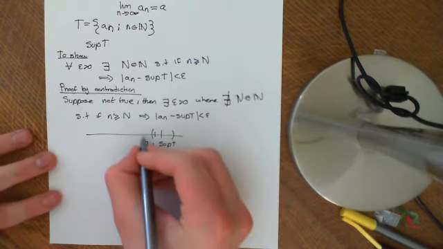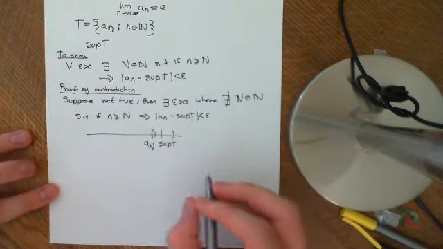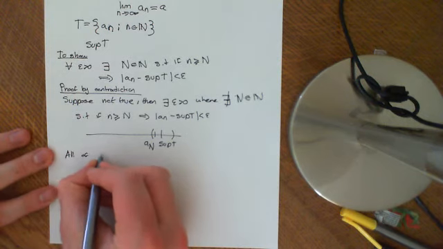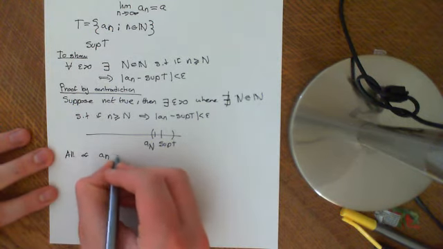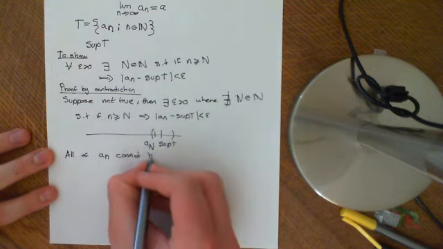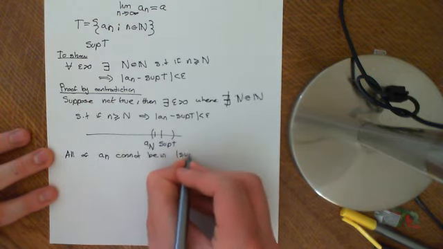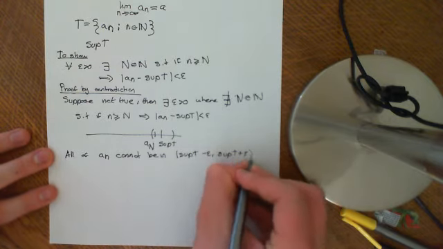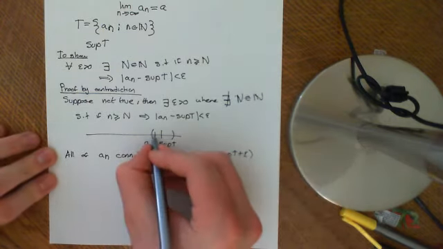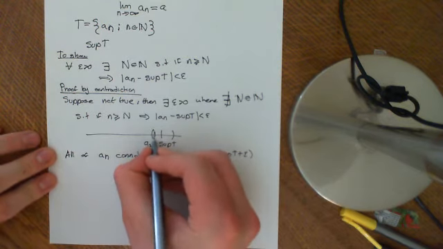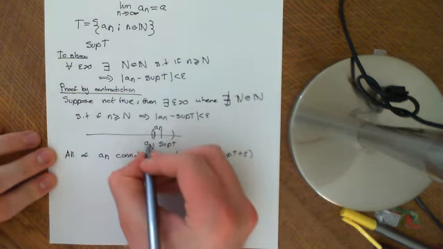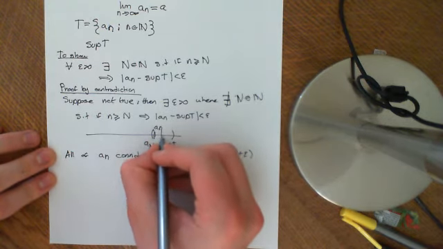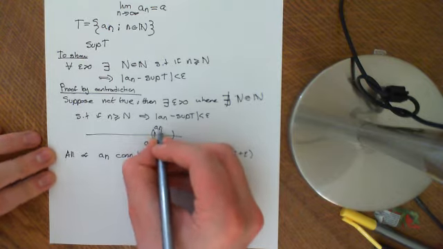But that means that all of the little a_n's cannot be in this interval, sup of T minus epsilon to sup of T plus epsilon. The reason being that it's monotonically increasing. So if even one little a_n gets within here, then all of them afterwards have to go within there, because all of them are greater.